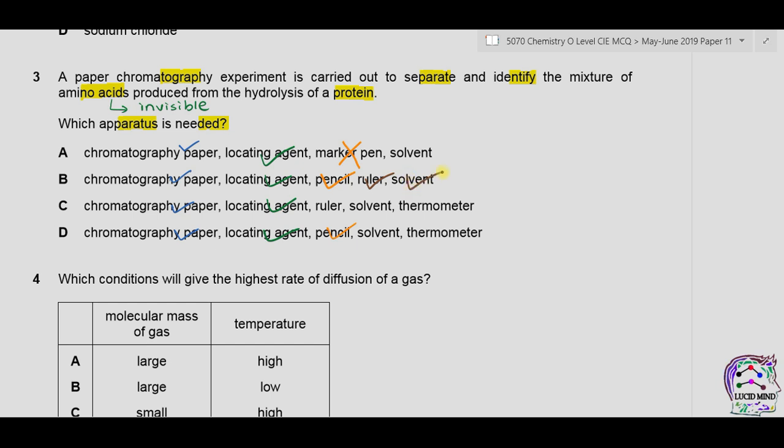We are also going to use solvent because solvent will be used to separate the mixture of amino acids. However, thermometer is not needed because we are not measuring the temperature, only separation is taking place. Correct answer is therefore B.